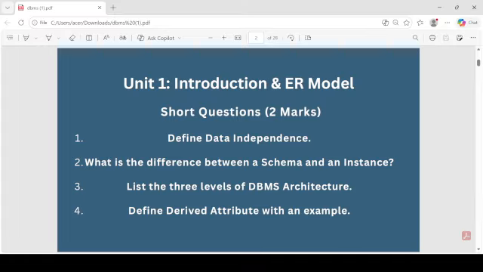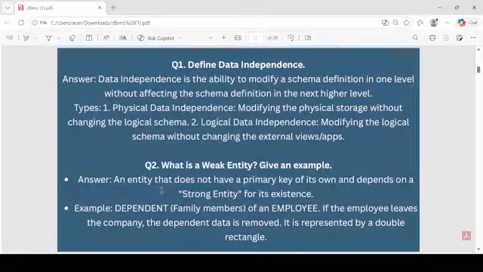So the first question will be: define data independence. The second will be: what is the difference between schema and an instance. List 3 levels of DBMS architecture and define derived attribute with an example. So let's understand these questions. The first will be: define data independence.